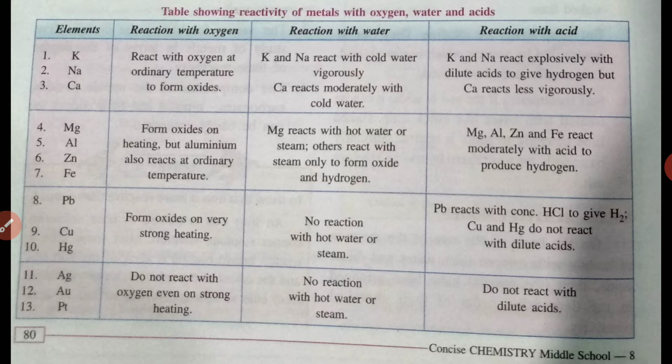Then we have silver, gold, and platinum. For reaction with oxygen, they don't react. They are the slowest of the lot. Reaction with water: no reaction. And they do not react with dilute acids. They can only react with concentrated acids because of the property of the concentrated acid, not them. Okay, then we can go to the next page.